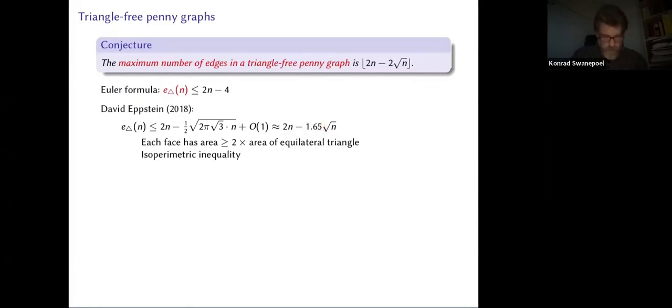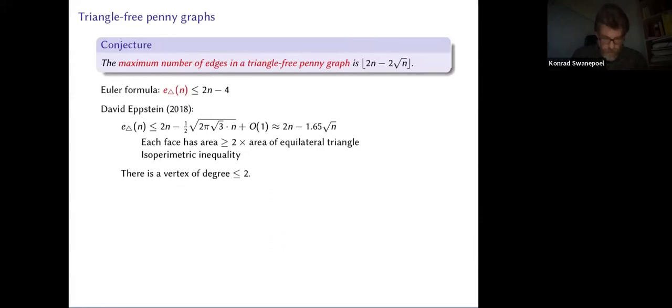So what you get is that each face has area at least twice the area of an equilateral triangle. So the worst quadrilateral is like this. So then you can use the isoperimetric inequality. But this is the best known. So there's an open problem.